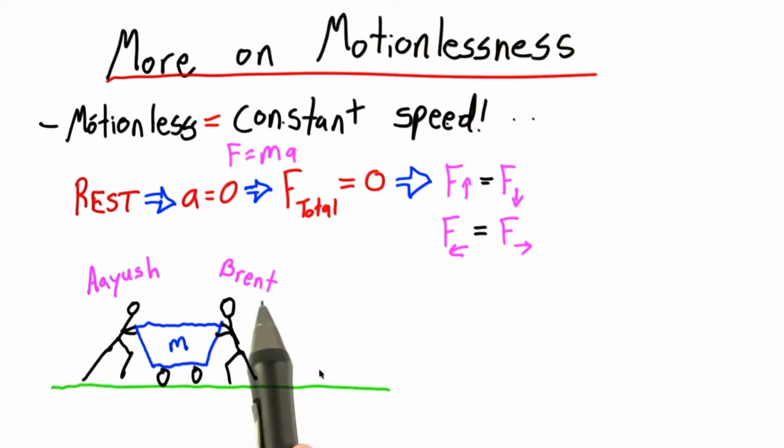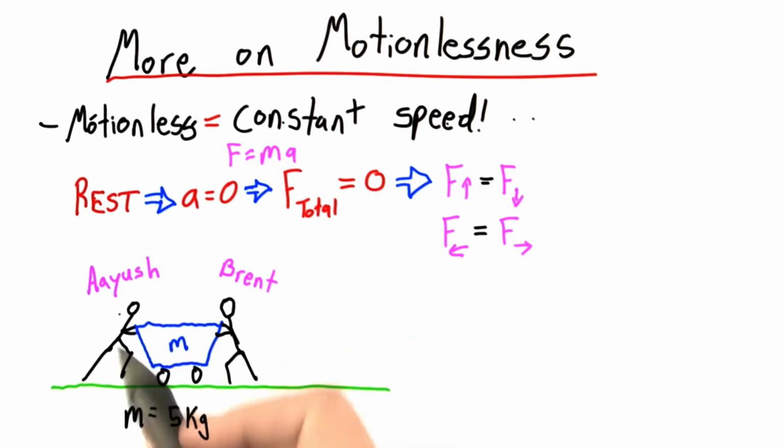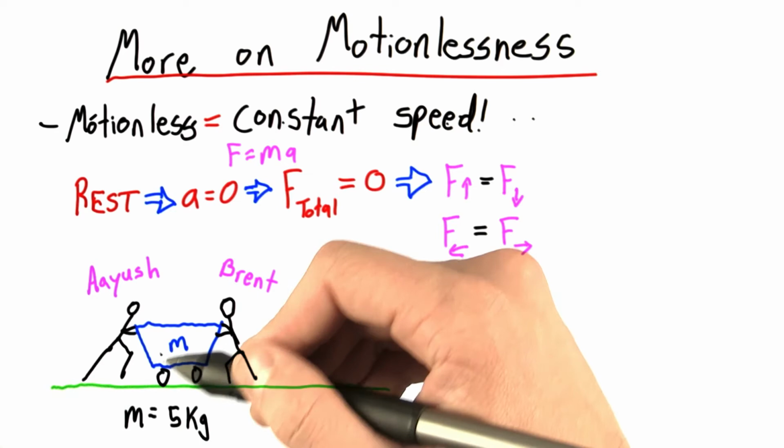Let's take a look at Ayush and Brent, who are each pushing on this cart. This cart has mass m, and we'll say that the mass is 5 kilograms. And right now, the cart is exactly at rest. They're both pushing very hard, but the cart is at rest.